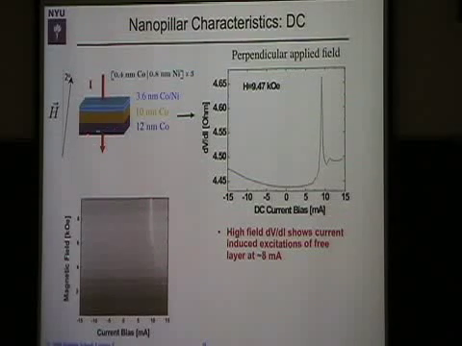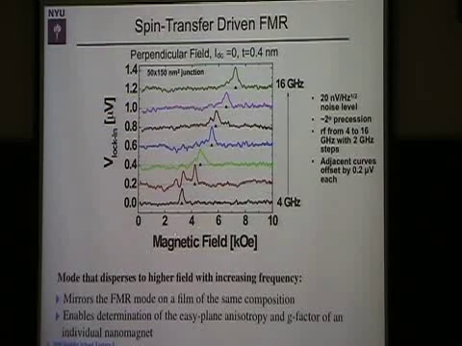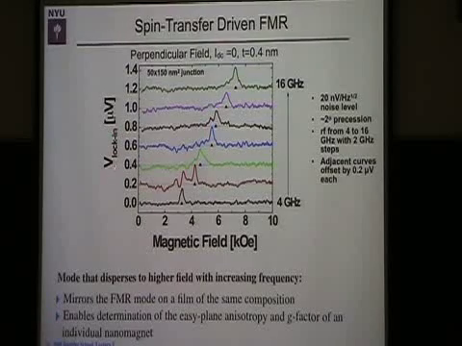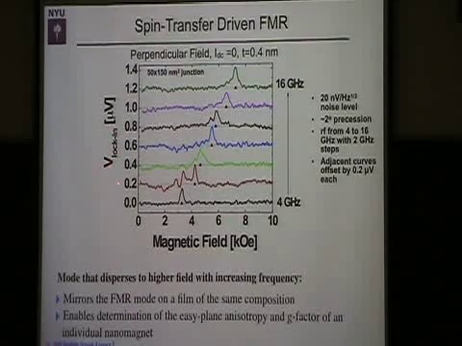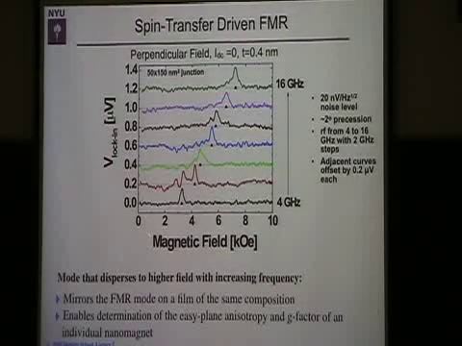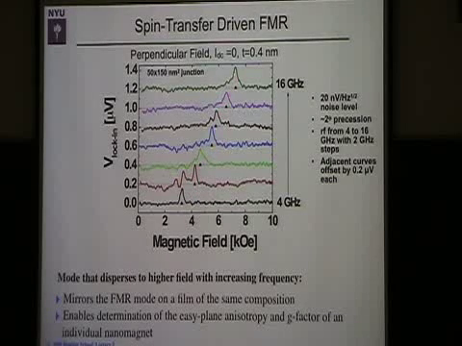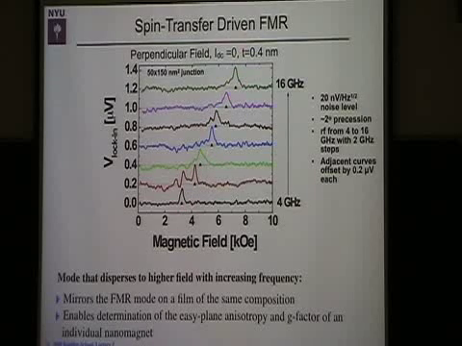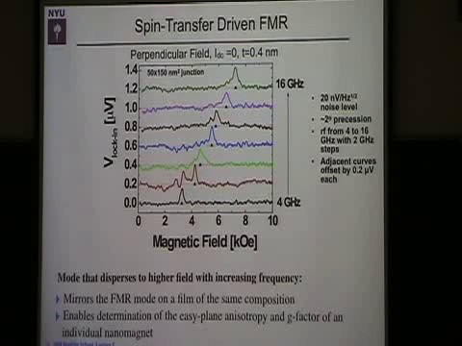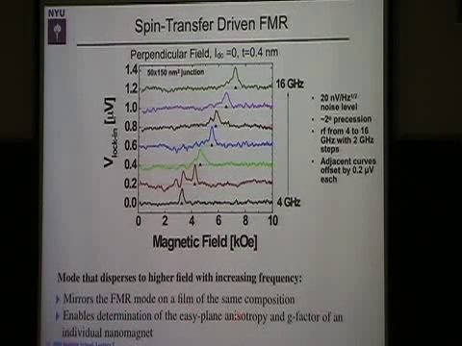With one layer in plane and one perpendicular, if you put a microwave current in, you see a peak when you look at the DC voltage. The microwaves are modulated at a low frequency, so you use lock-in detection to detect them. You can see a peak in the voltage, which disperses to higher magnetic field as you increase the RF current. So this actually mirrors the FMR mode of the film, and this enables you to determine the anisotropy and g factor, as well as the damping of an individual nanomagnet.